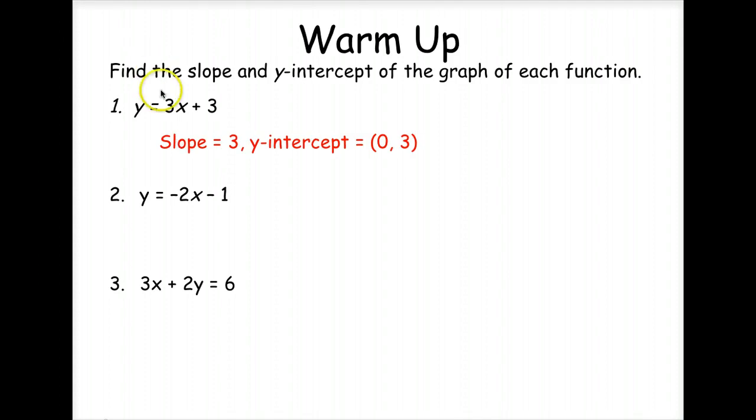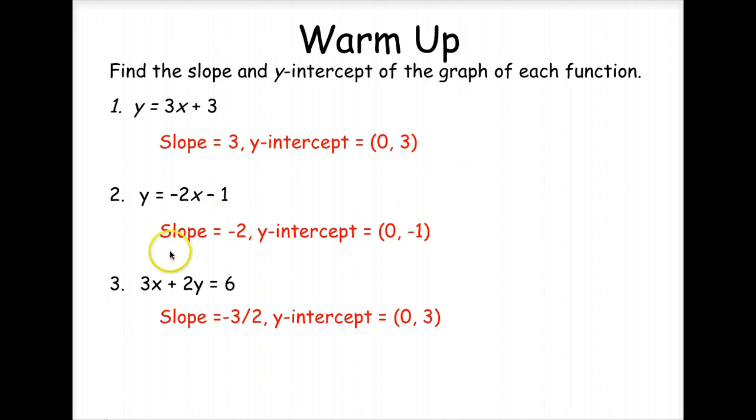The first one was pretty easy, all laid out in slope-intercept form. So the slope is 3, and the y-intercept is at (0, 3). The same with this one, already in slope-intercept form. So your slope is -2, and it intersects the y-axis at (0, -1). Problem number 3 required a little bit more work. We had to subtract 3x from both sides, then divide every term by 2. So our slope is -3/2, and the y-intercept is (0, 3).